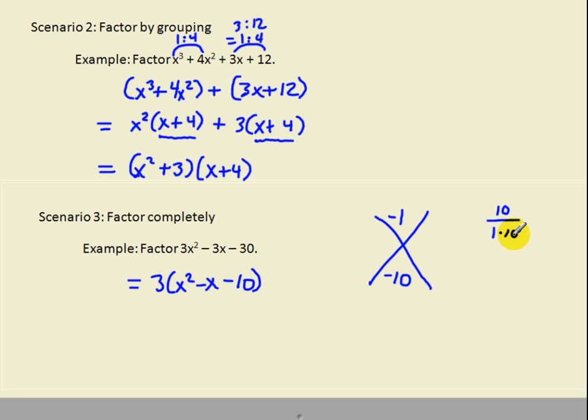1 times 10, those have a difference of 9. We could take 2 times 5, those have a difference of 3. And those are the only ways that we can get 10. And what that means is we're not going to be able to factor this any further, and that's our answer right there. 3 times x squared minus x minus 10.